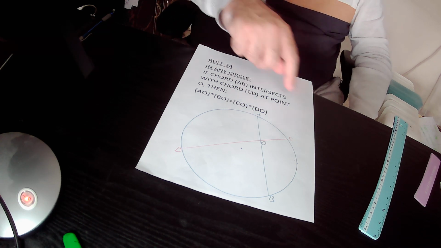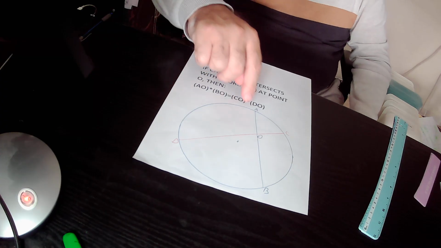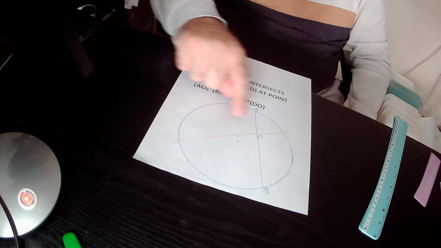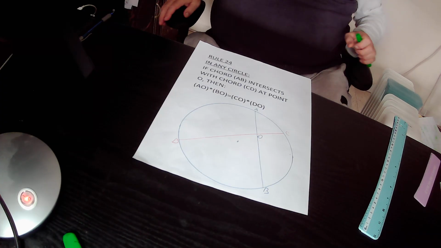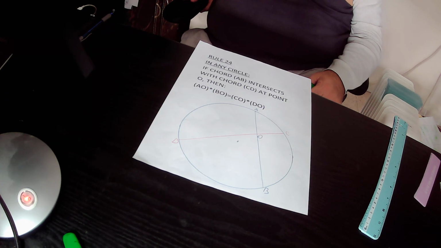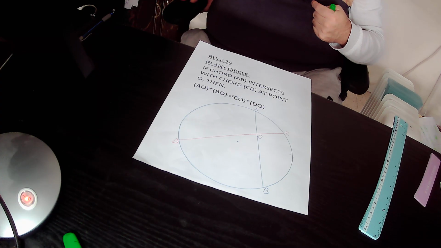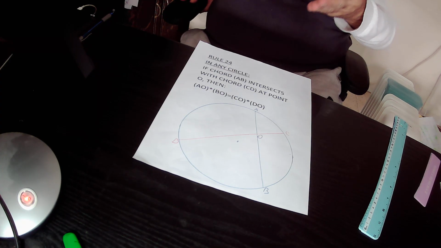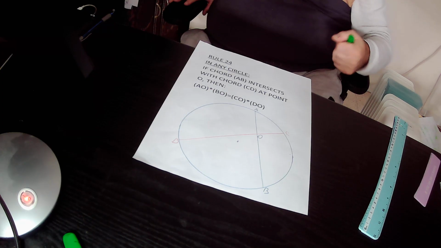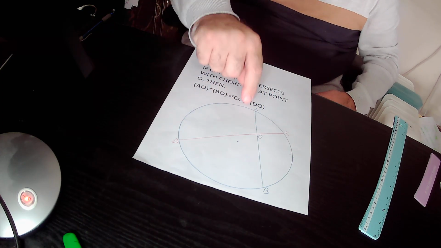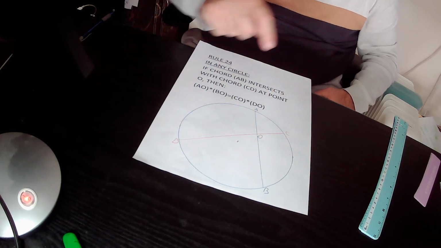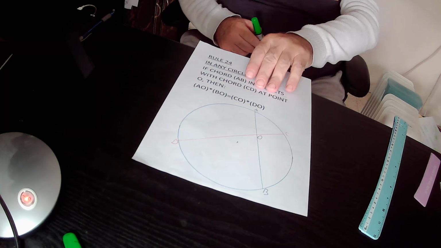So, in the drawing, we have a circle. This is called AB that intersects with chord CD at point O. Whenever you have two chords that intersect with each other inside the circle, you can implement this all 24. In this drawing, the following equation is true: AO times OB equals CO times OD. Again, AO times OB equals CO times OD. So we can implement all 24 in our drawing.